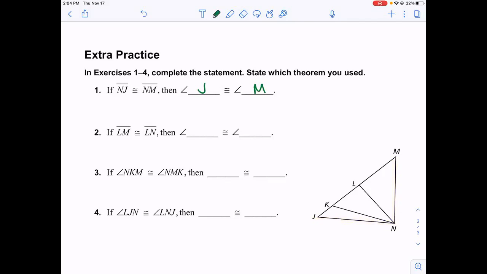Because it's an isosceles triangle, right? These two are our base angles. Only on Tuesdays.